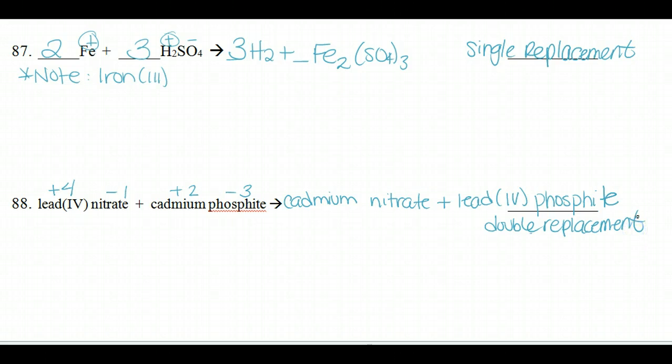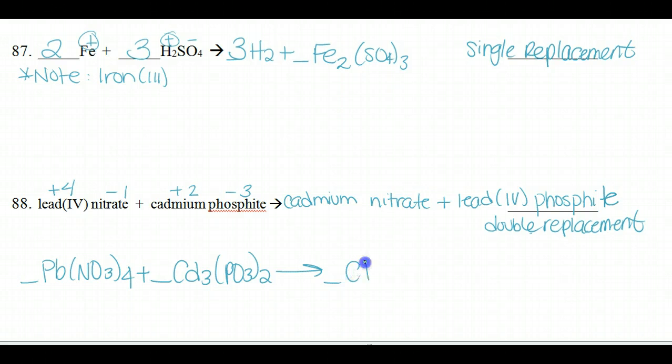So then I just need to go ahead and write my formulas. So I've got Pb, NO3, 4. We said cadmium was +2 and phosphite was -3. Now I've got the cadmium with the nitrate and the lead with the phosphite. Because it was lead 4 and phosphite has a -3 charge, that least common denominator is actually going to be 12, and so we need a lot of this stuff.